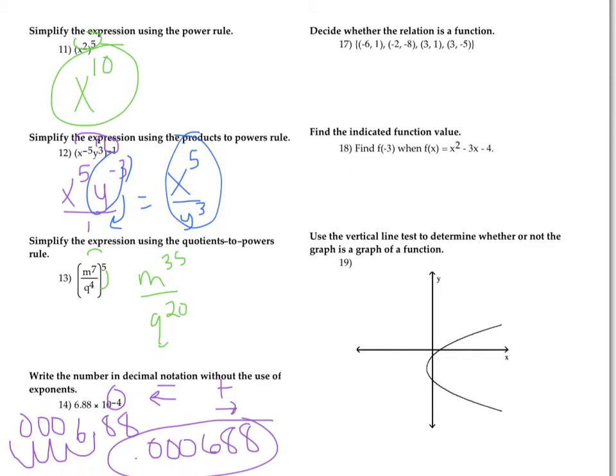To decide whether or not a set of points is a relation, is a function, all of them are relations. To decide if it's a function, it's not a function if the x values repeat. So that means that, well, here we have these two x values repeating, so this is not a function.